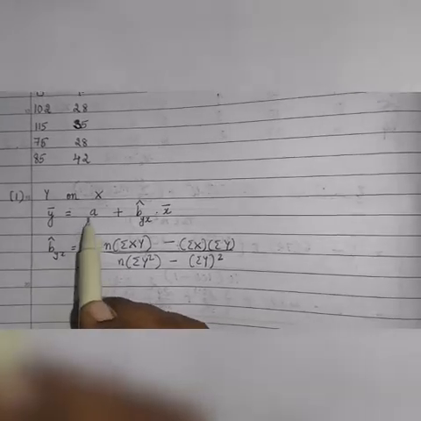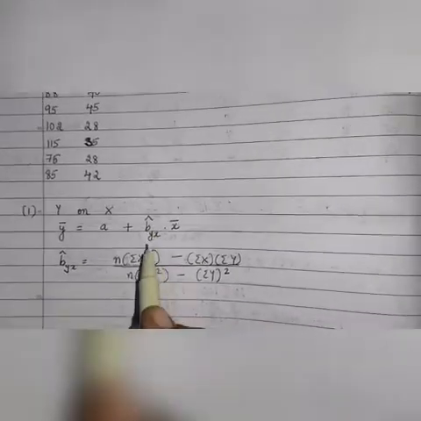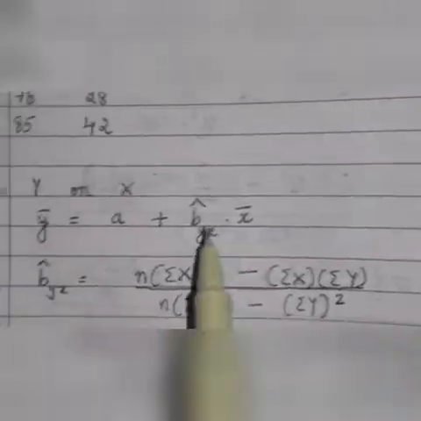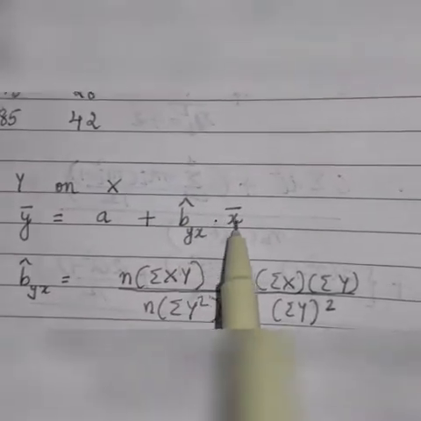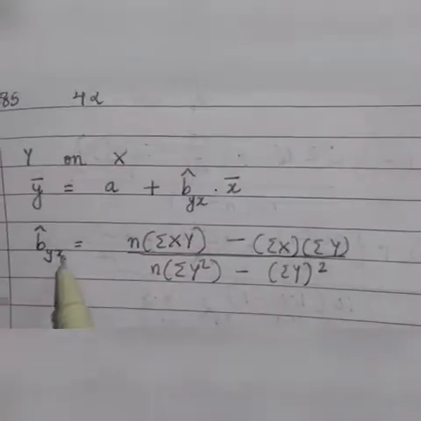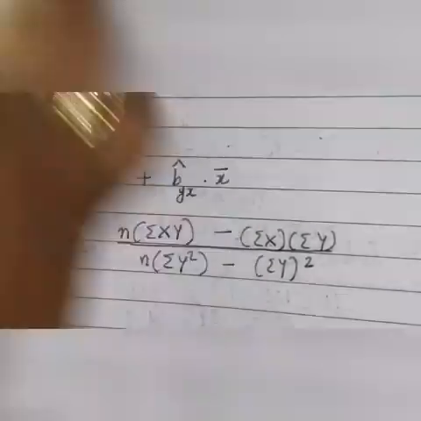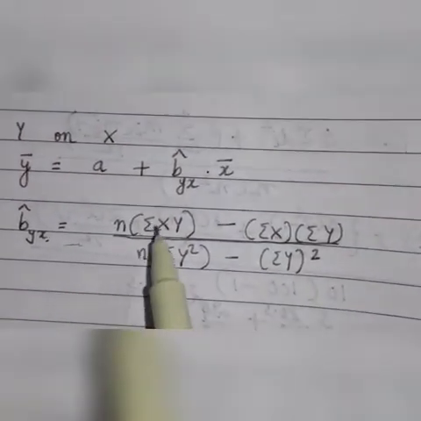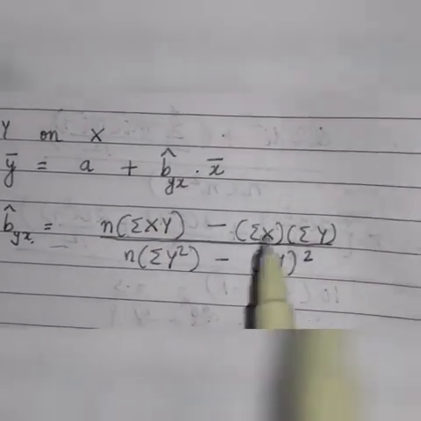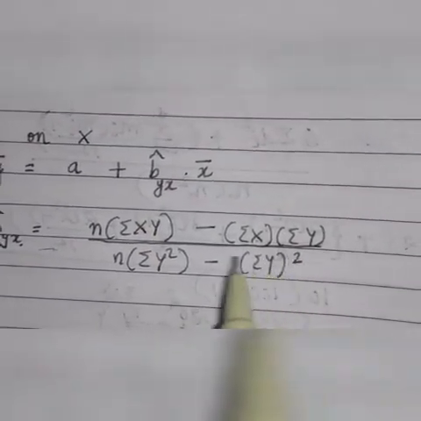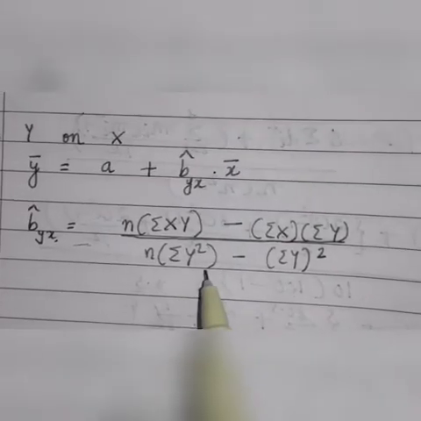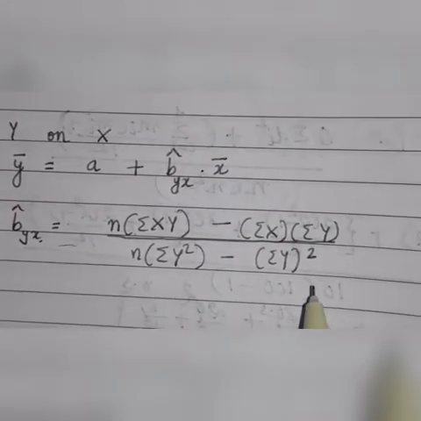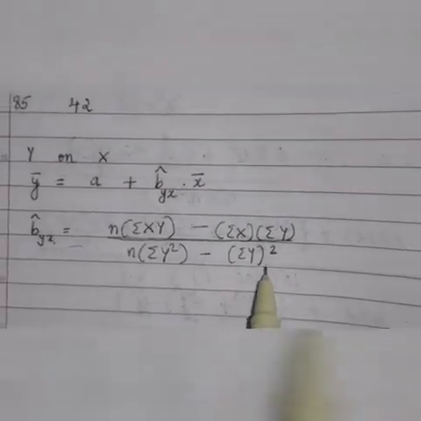bar is equal to a plus b cap yx into x bar. B cap yx is the regression coefficient. Now byx is equal to the formula n into summation xy minus summation x into summation y by n into summation y square minus summation y whole square.